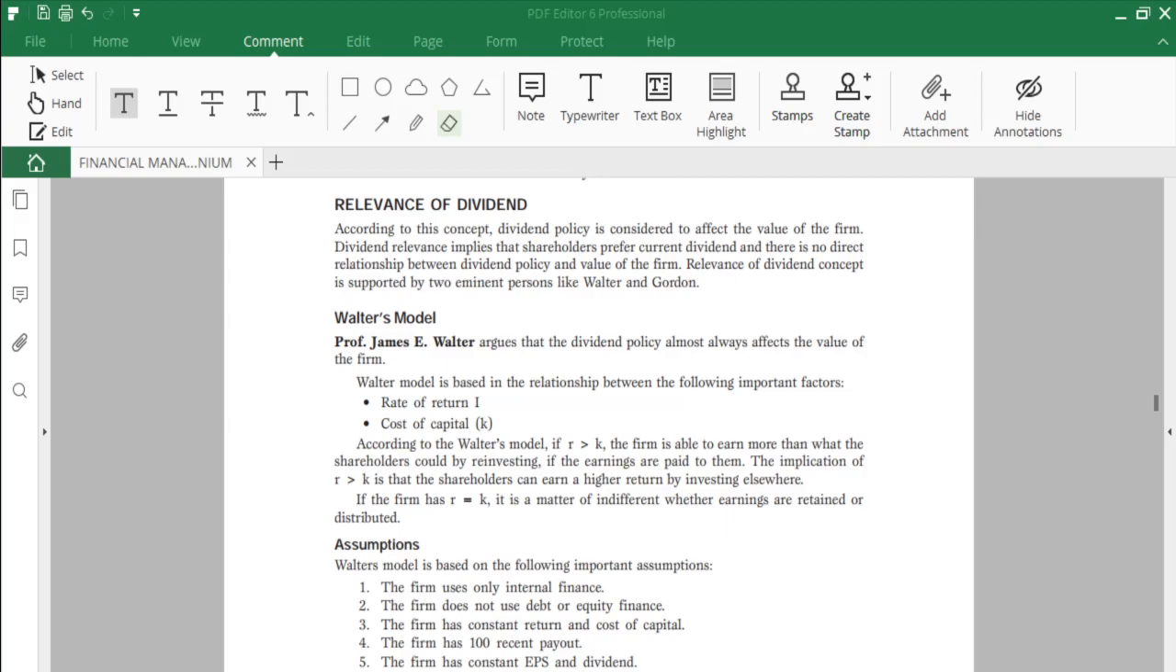Whatever earnings a firm earns, when it is distributed amongst the shareholders, we say that part of the earning is nothing but your dividend, right? Now, whatever earnings you earn, you can either retain them for future uses, future growth and expansion of the firm, or you can distribute them. So the dividend decision is very, very important for a financial manager.